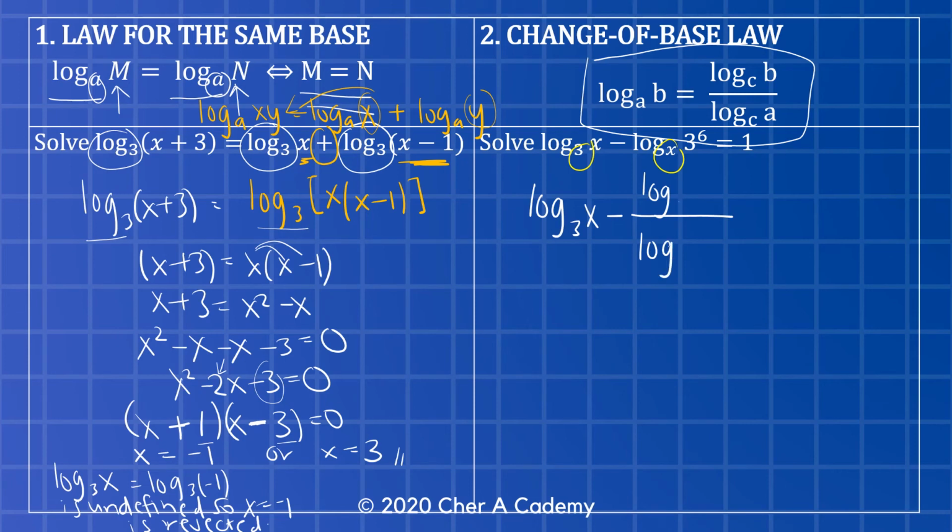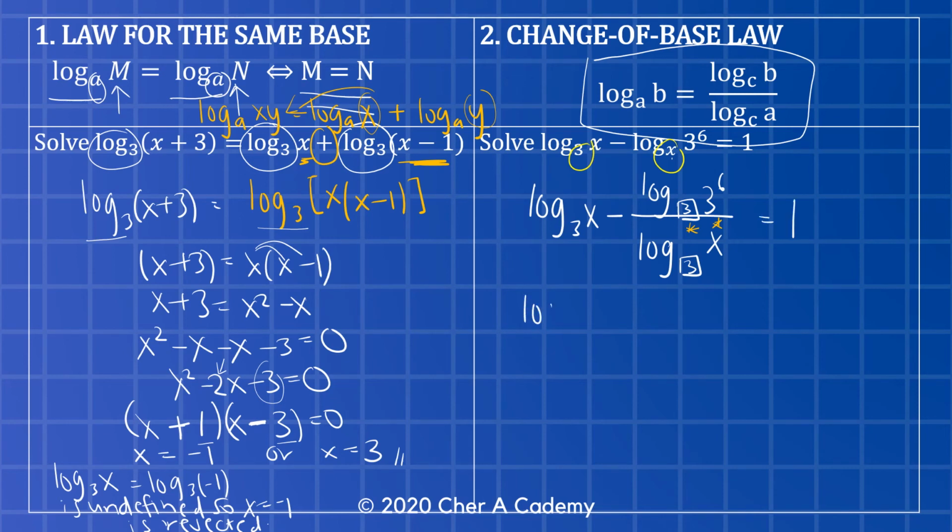And what number should I change to? Let me look at what I have. So 3 to the power 6 will be in the numerator and x will be in the denominator. So my base, I will choose 3, because if I have 3 here and if I have 3 here, log base 3 of 3 will give me 1. So it will simplify my equation further.